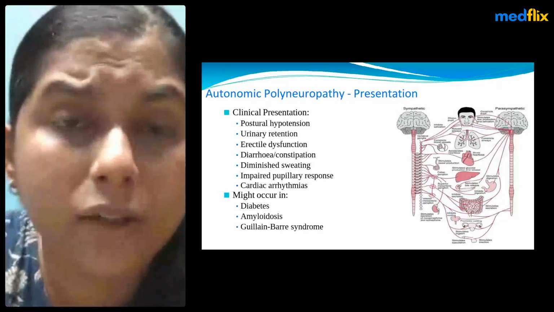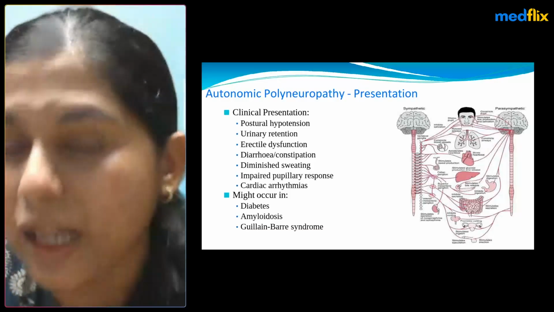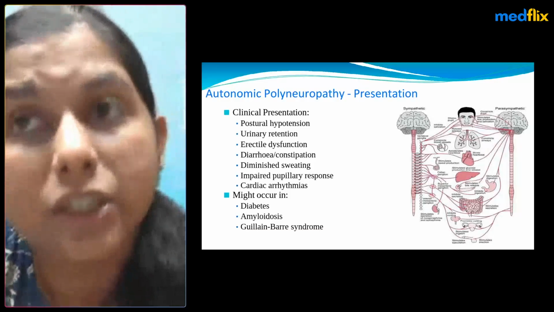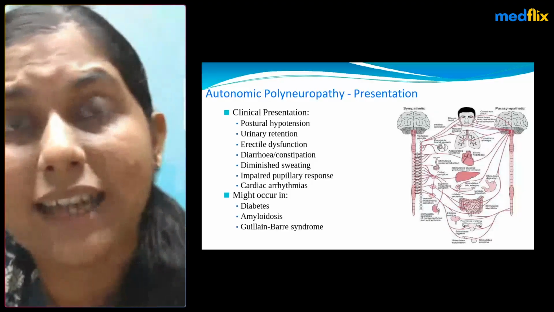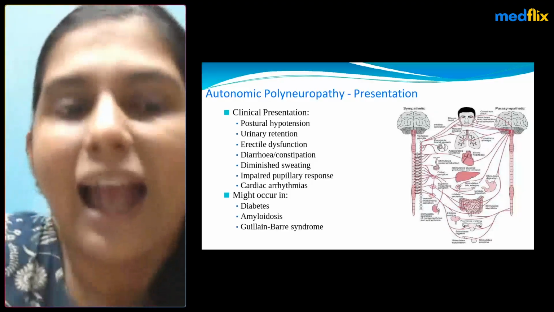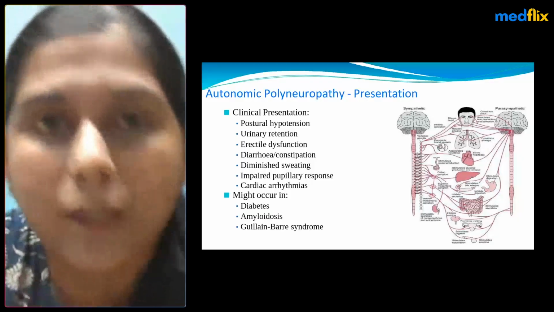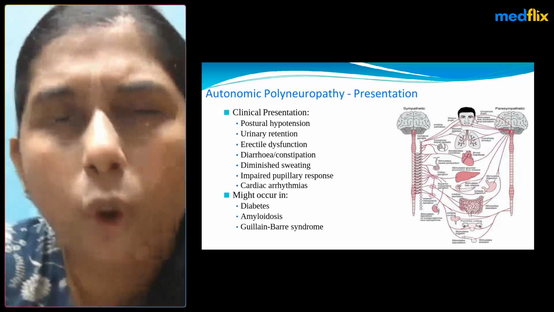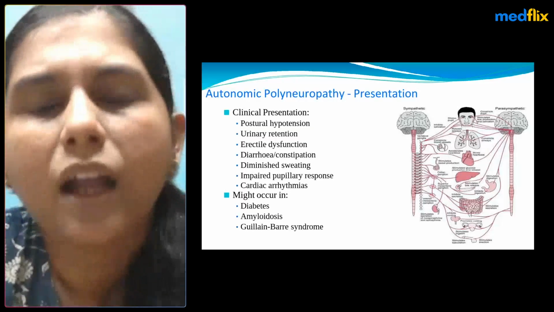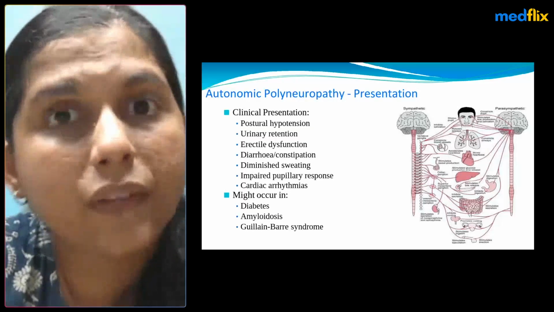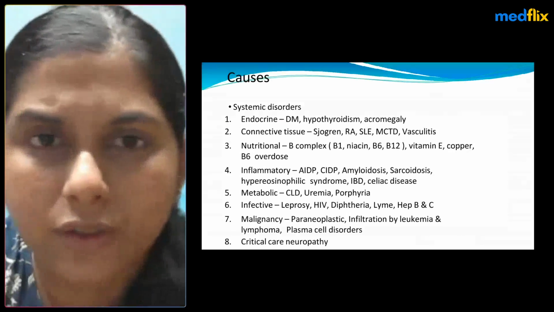When it comes to autonomic neuropathy, patients can present with postural hypotension, urinary retention, erectile dysfunction, diarrhea, alternating diarrhea with constipation, diminished sweating. They can have cold or heat intolerance, impaired pupillary reflex, which is manifest as delayed dark adaptation. They can have cardiac arrhythmias. And classically, when there is an excess of autonomic symptoms, we do think of diabetes, amyloidosis, and GBS. These are three things we should always remember when a patient has gross autonomic symptoms. Amyloidosis should be something that we should never ever forget. Again, this can be divided into loss of functions or disturbed functions.